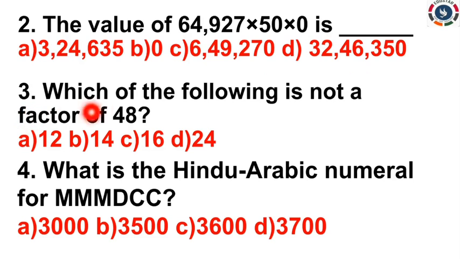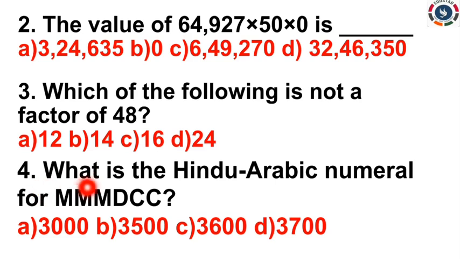Then third one, which of the following is not a factor of 48? Here, 12 fours are 48. So 12 is a factor of 48. Then 14 is not a factor of 48. 16 threes are 48. So 16 is one of the factors of 48. 24 into 2 is 48. So 24 is also a factor of 48. So what is asked in the question? Not a factor. So 14 is not a factor of 48. So this is the answer.